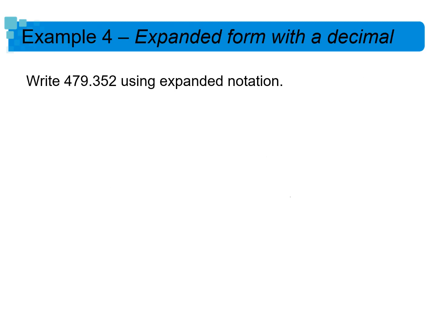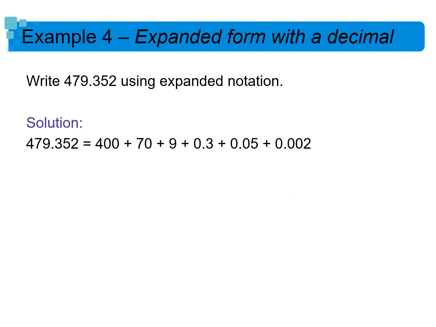We're going to look at one final example. We're writing 479.352 using expanded notation. So the way we're going to do this is we're going to write each of the numerals out. And so we're going to have 400 plus 70 plus 9 plus 0.3 plus 0.05 plus 0.002. Then we're going to write the scientific notation of each one of those numbers.